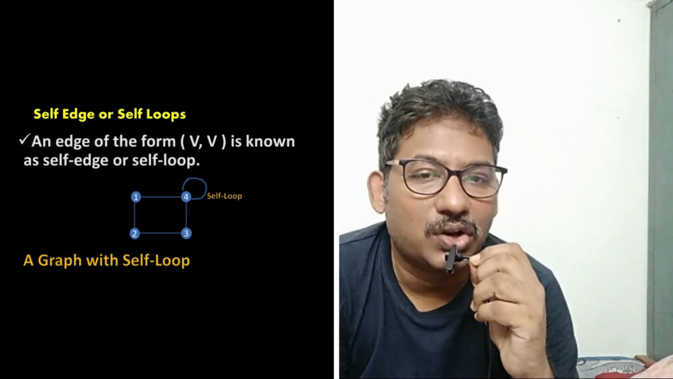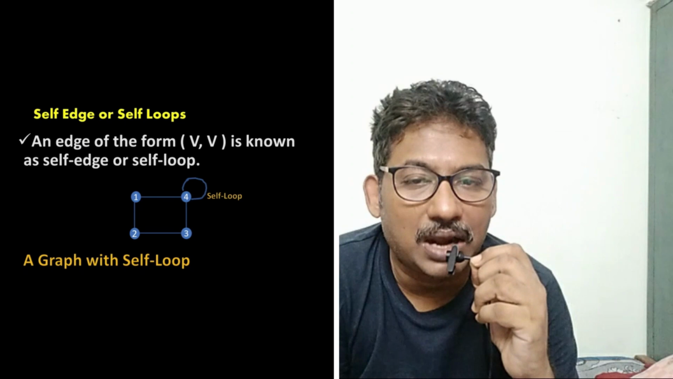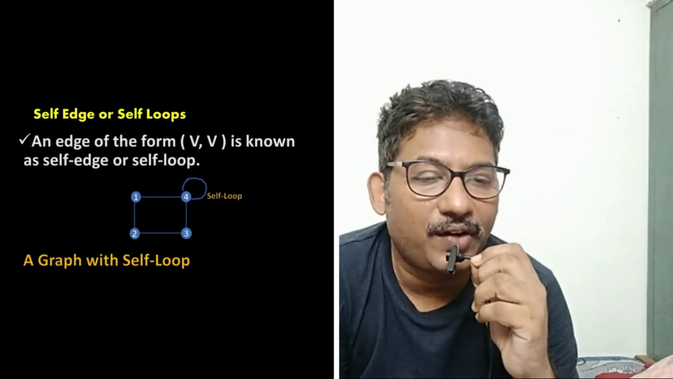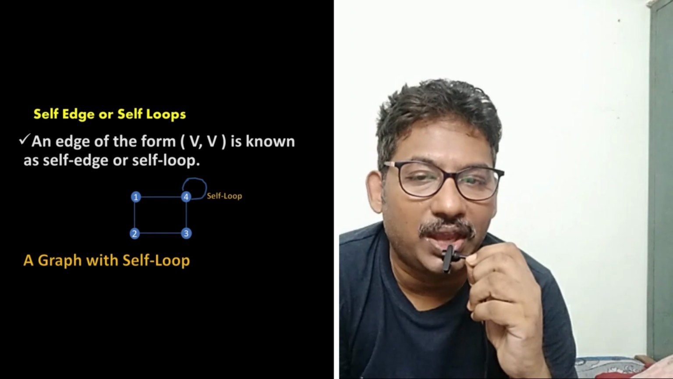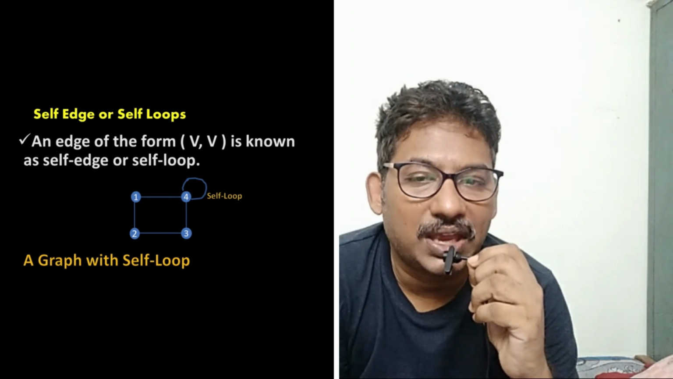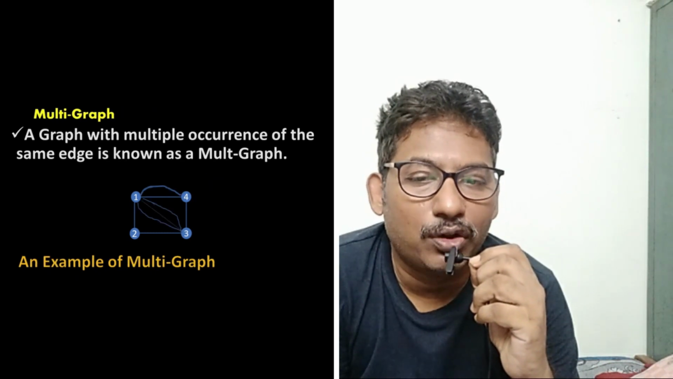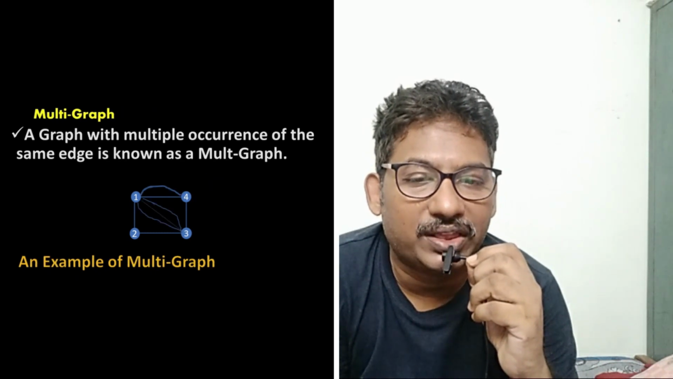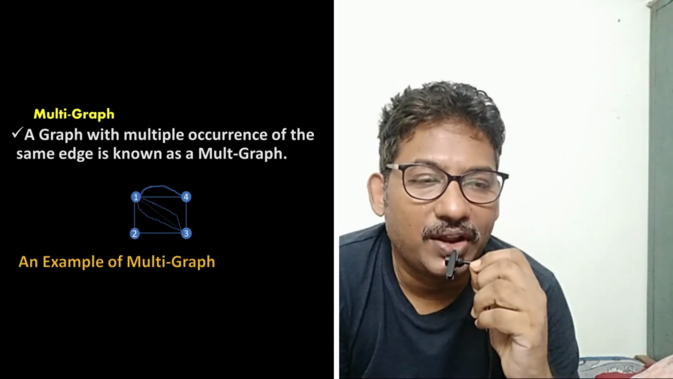Then self edge or self loops. If a vertex is looped to itself, it is called a self edge or self loop. An edge of the form (v, v) is known as a self edge or self loop. A self edge or self loop is shown here as a graph with a self loop. So this is about the self edge or self loop.